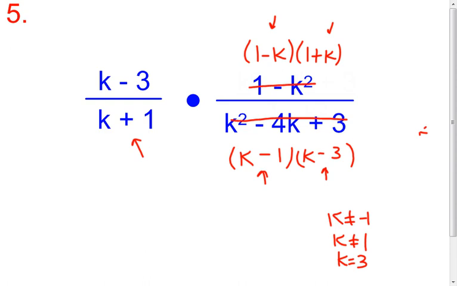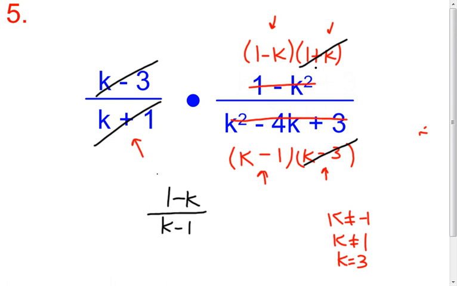All right, now I'm going to think about canceling, okay? So k plus 1 and 1 plus k are the same thing because you can add in any order. 2 plus 3 is the same as 3 plus 2, so it doesn't matter what order those are in. And the k minus 3's are going to cancel. Now what I have left is 1 minus k over k minus 1. What I want you to notice is this. This is positive 1. This is negative 1. This is negative k. This is positive k. Both of those have the opposite signs to them.